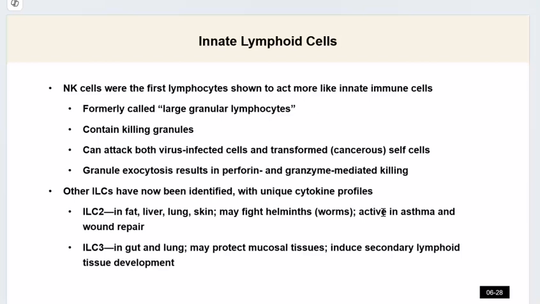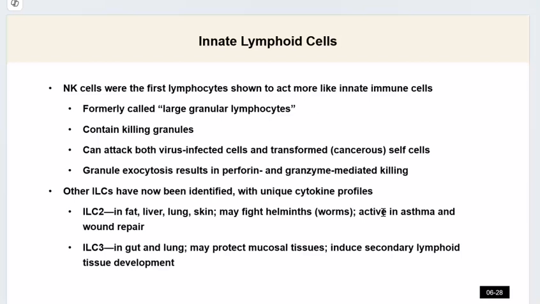The innate lymphoid cells, the ILCs, are categorized into 3 types based upon their function and their cytokine expression. So we have type 1 ILCs, which they also went through in the video. These include the helper and cytotoxic cells that produce the cytokine interferon gamma. The type 2 ILCs are found in fat, liver, lung, and skin, and they're important for fighting helminth or parasitic infection, but they also may mediate asthma and wound repair. And then the type 3 ILCs are found in the gut and the lung.